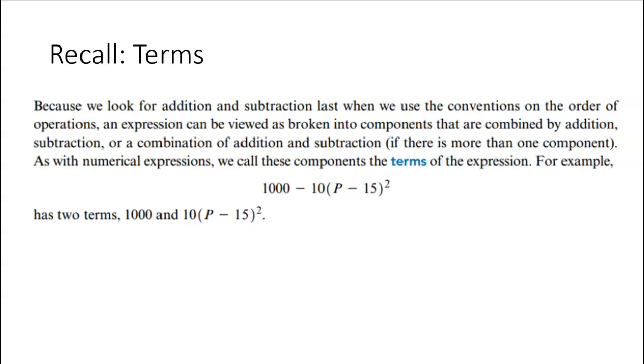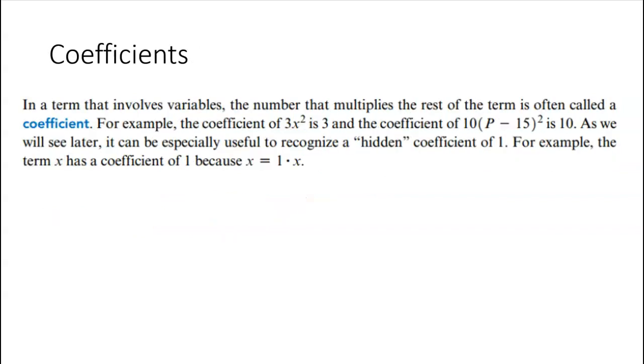So let's talk about terms. We did talk about terms before. But when we deal with expressions with variables, terms are very important. And these are the terms that are separated by addition and subtraction. So we've got 2 different terms here. We've got the term 1,000, and then we have this term here. So there are 2 terms in this expression.